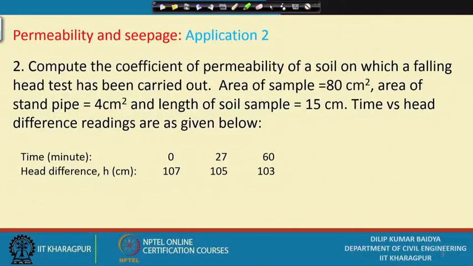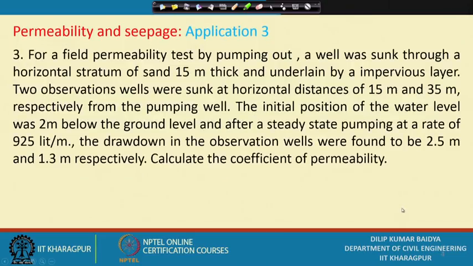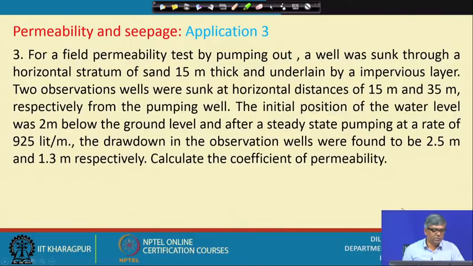Now, I will go to application 3. This is for a field permeability test by pumping out. That means the pumping out test is a field test, where we make a borehole first and through that borehole we use a pump to take out water, and the quantity of water becomes almost constant, a steady rate, and that is one thing to be observed.